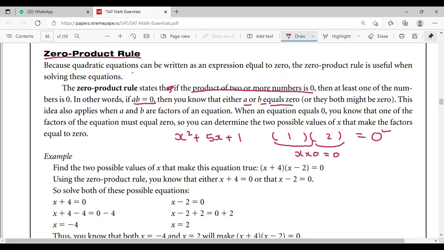Okay. So here's an example. Find two possible values of x that make this equation 0. So we have, this is the first factor, this is the second one, and their product is equal to 0. Now when the product is 0, it means either this is 0 or this is 0. If x plus 4 is 0, we'll have x equals minus 4. And if x minus 2 is 0, we'll have x equals 2.